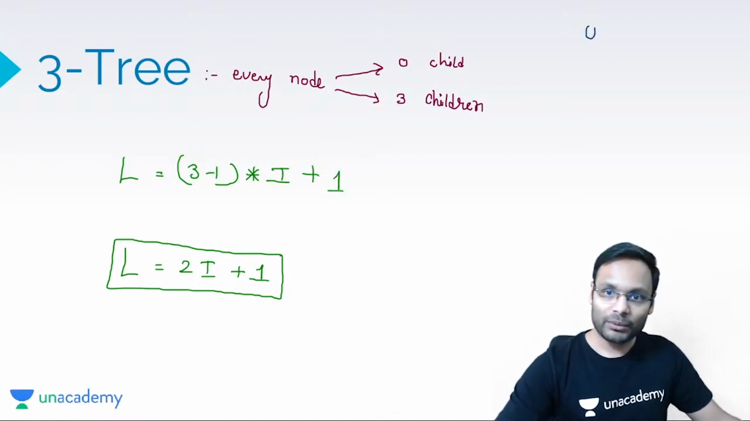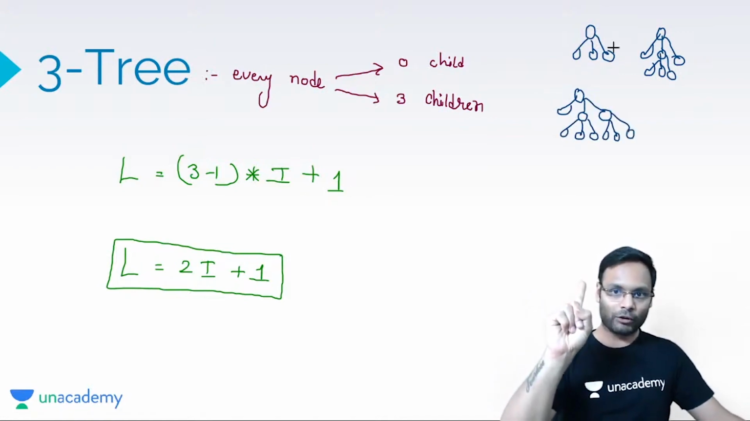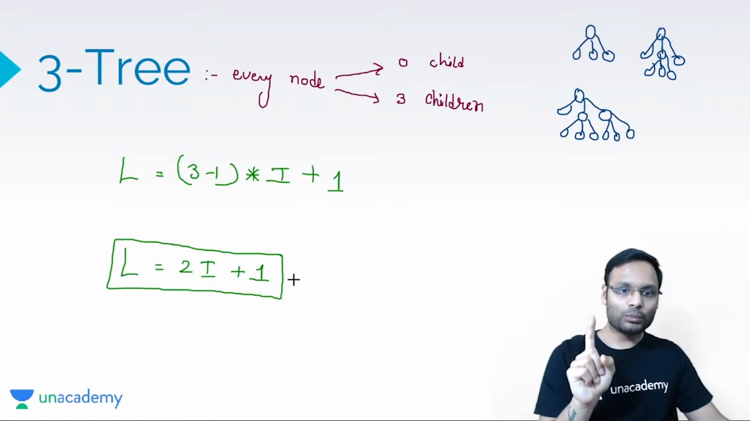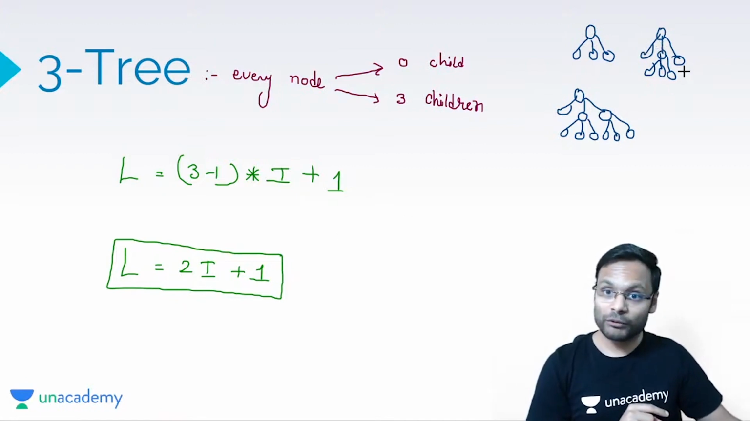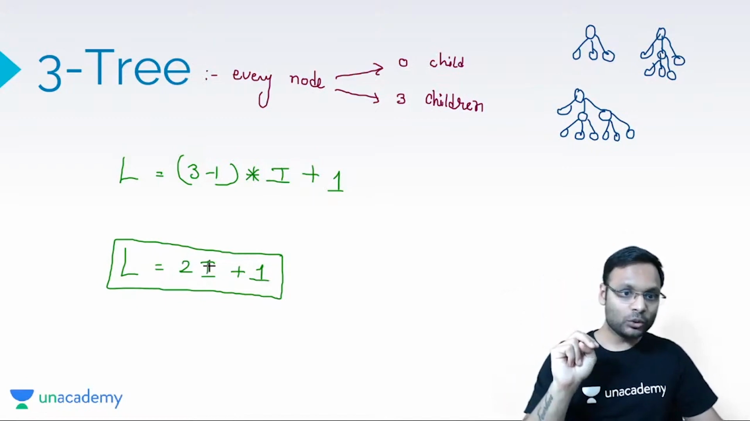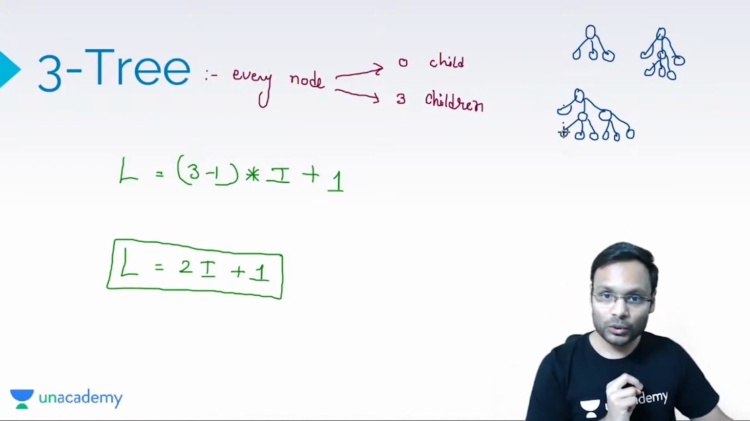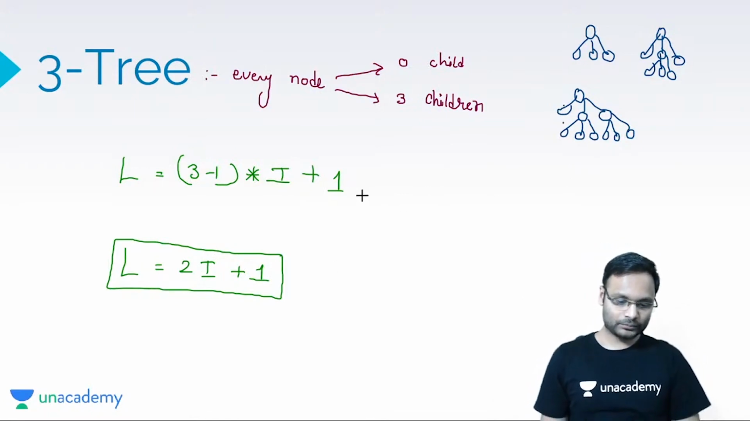You can verify it. Look at this. 1 internal node with 3 children, 2 internal nodes with 3 children, 3 internal nodes with 3 children. For 1 internal node, the number of leaf nodes is 3: 1 into 2 plus 1 is 3. For 2 internal nodes with 3 children, 1, 2, 3, 4, 5 nodes are there: 2 into 2 plus 1. If 3 internal nodes, 3 into 2 is 6 plus 1, so 1, 2, 3, 4, 5, 6, 7 leaf nodes are there.